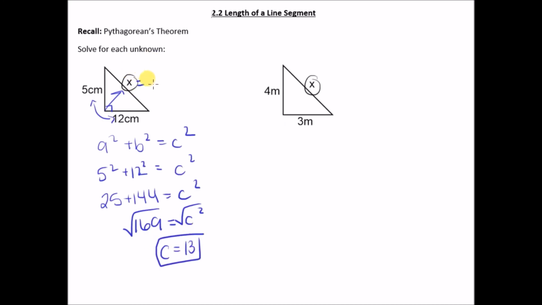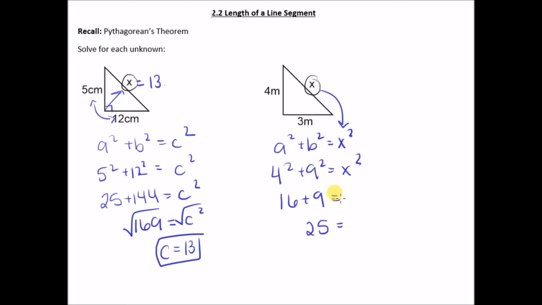Or x. Should have put x. Let's put x for this one. A squared plus b squared equals x squared. 4 squared plus 3 squared, which is 16 plus 9, which is 25. That equals x squared. We root both sides and we get x equals 5. So the measurement of x for this one is 5.